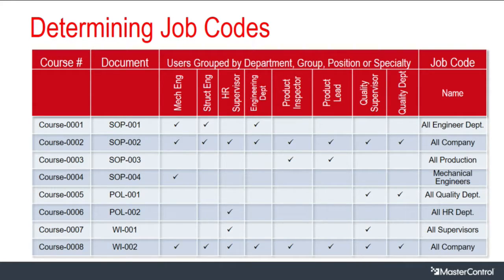You just start saying, okay, I already know which group needs to train on SOP number 2. Apparently that's the entire company. SOP number 3, well, that's only related to these 2 groups right here. But now I've started eliminating snowflakes. No more special little snowflakes in my company.